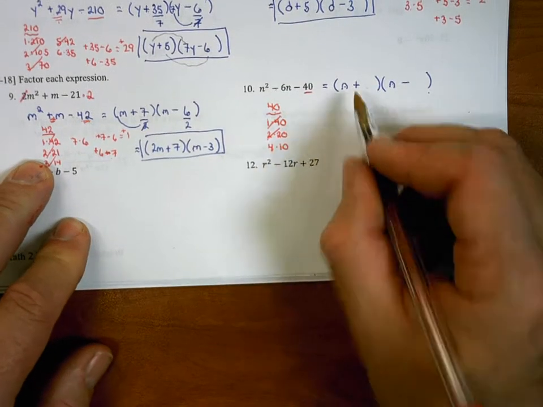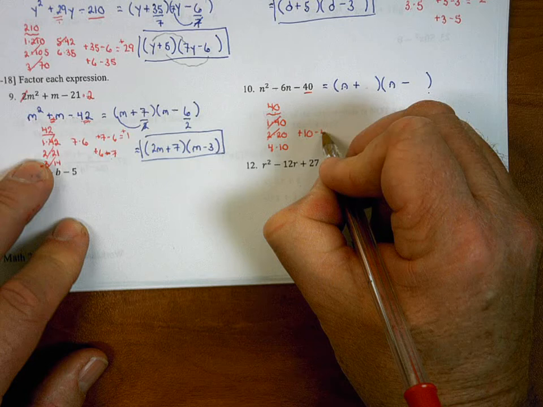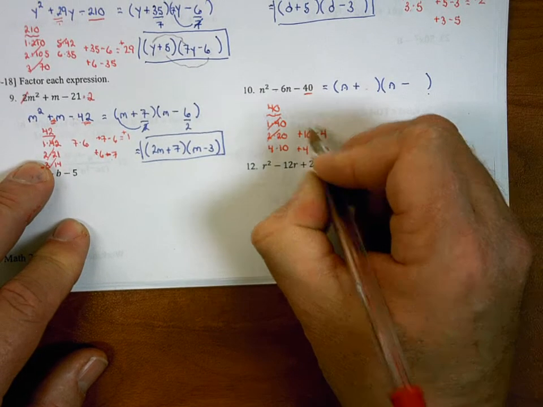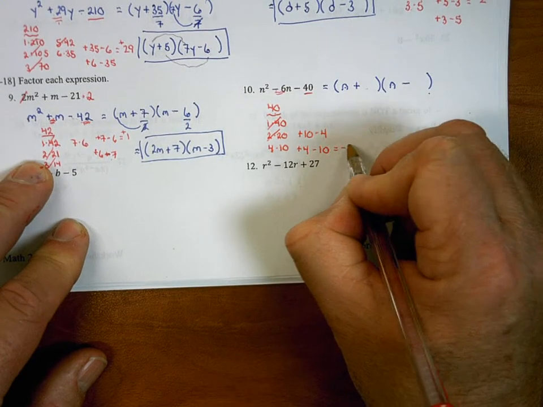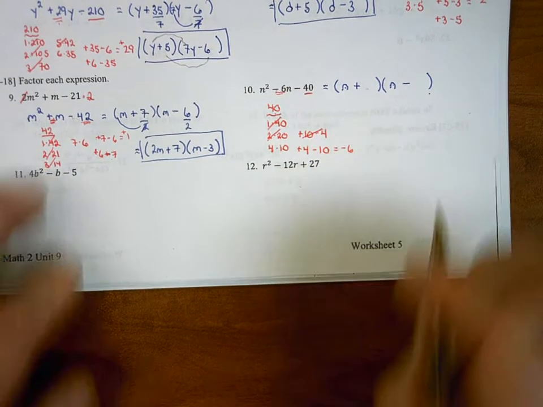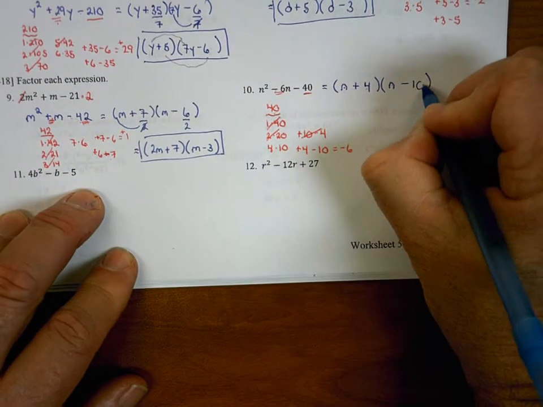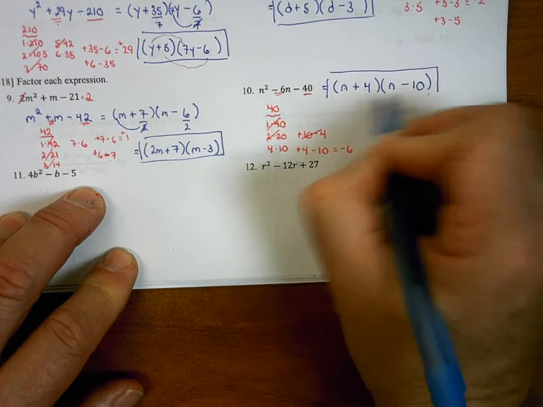So now the question is, is it plus 10 and minus 4, or is it plus 4 and minus 10? Well, I have a minus 6, so that means it has to be plus 4 and minus 10, because that's minus 6. So I get n plus 4 and n minus 10, and there was no leading coefficient, so I'm done, and I've factored number 10.